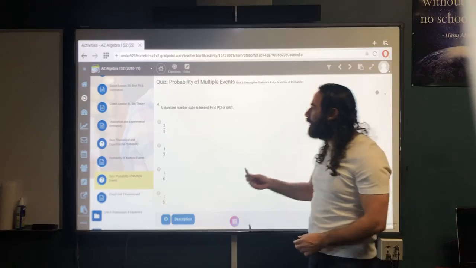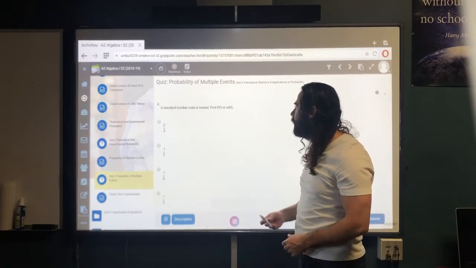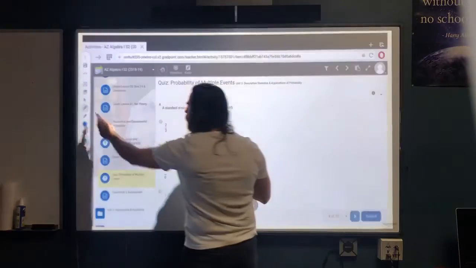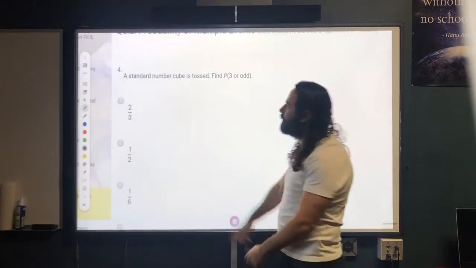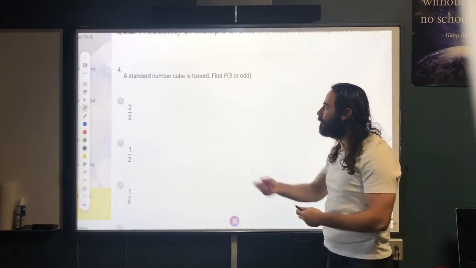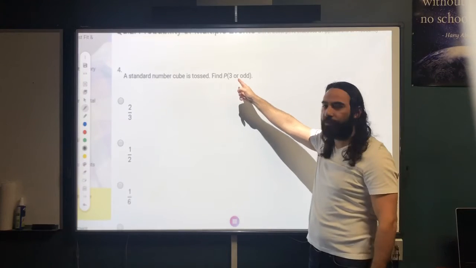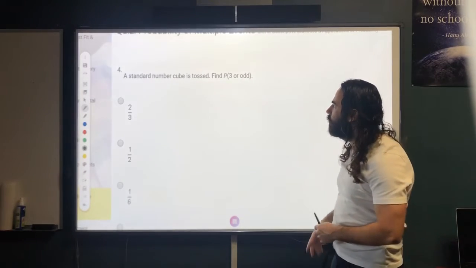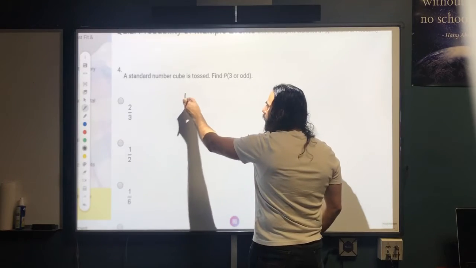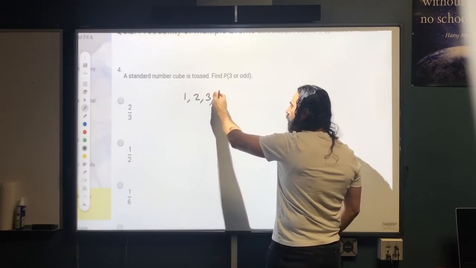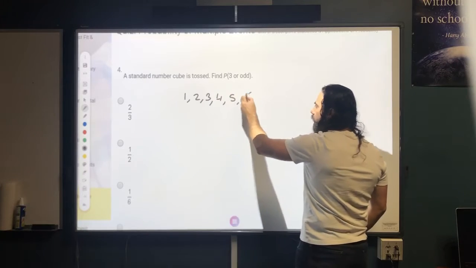Now, the same thing here, guys. Let's solve it too. We got nothing to lose. A standard number cube is tossed. Find the probability of 3 or odd. So the same thing. What are the numbers on a standard number cube? 1, 2, 3, 4, 5, and 6.